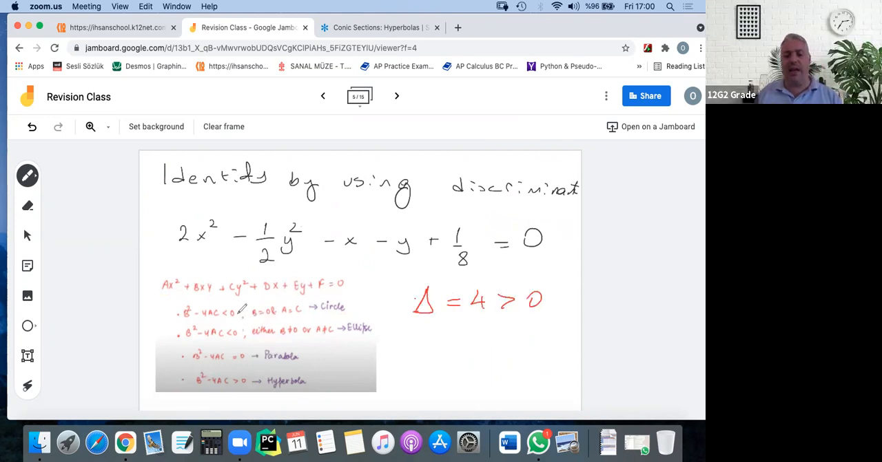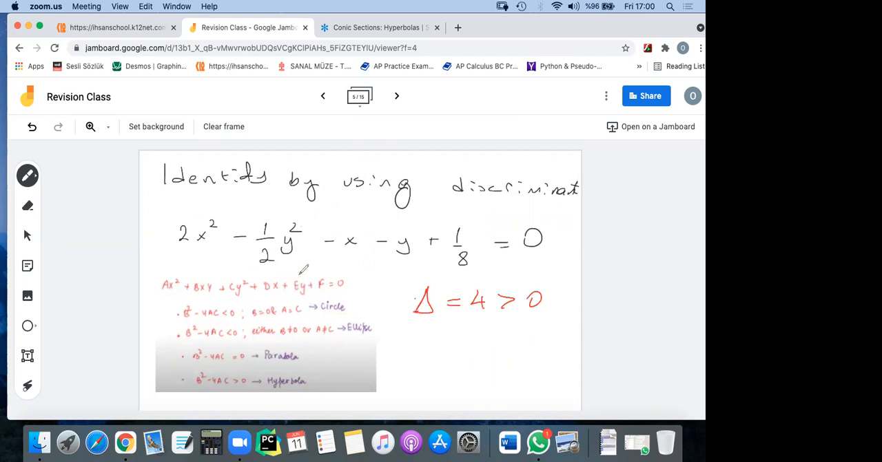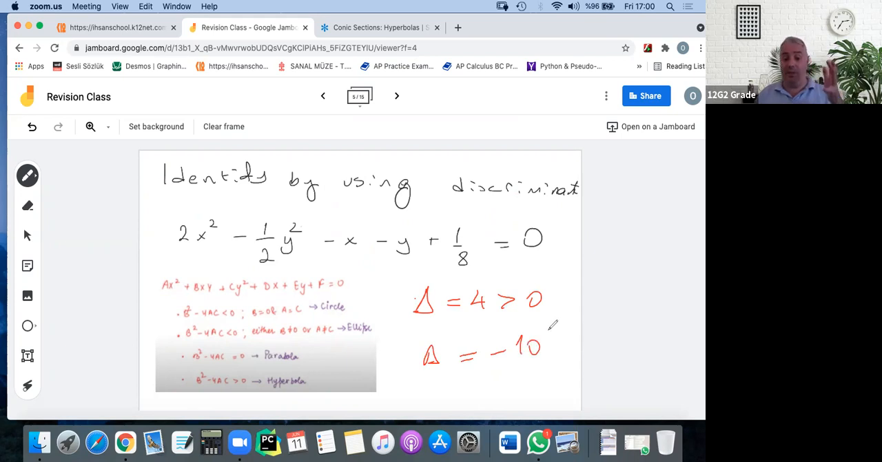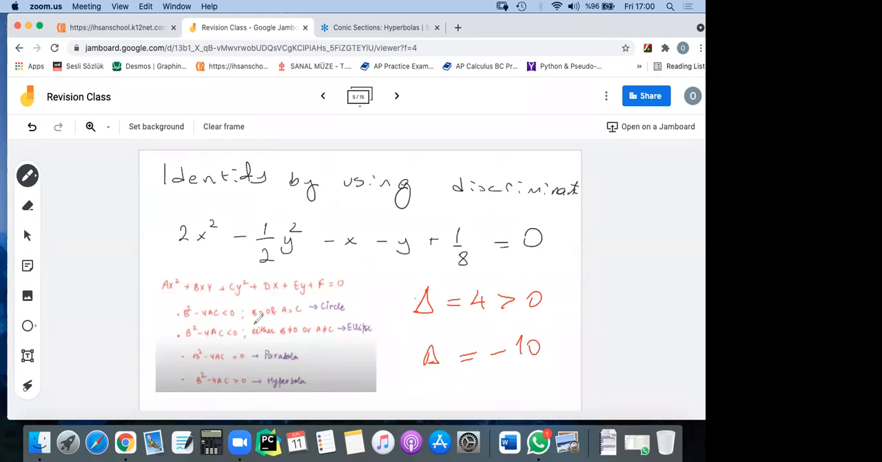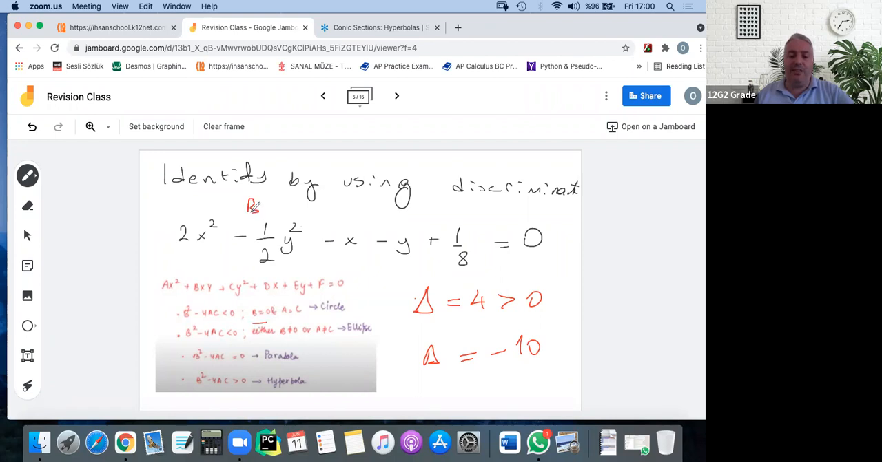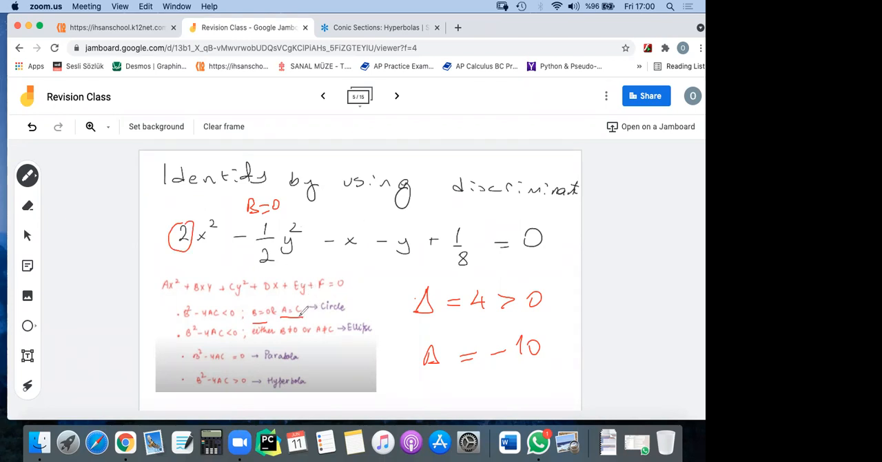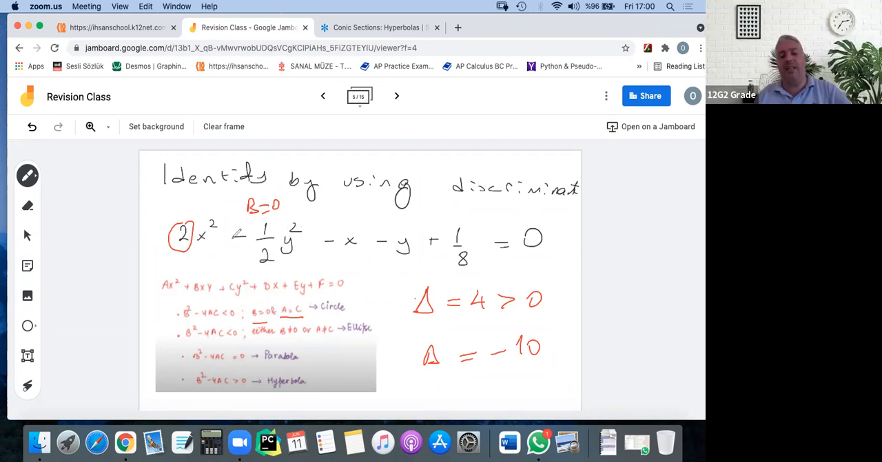If it's smaller than 0, like -1, -2. For example, if delta is, let's say, -10, I will check this. B is 0. Yes, B is 0. We said here A is equal to C. So A is 2. What is C here? -1/2. So no, these are not equal. A is 2, C is -1/2. 2 is not equal to -1/2. So I will say that this is not a circle.